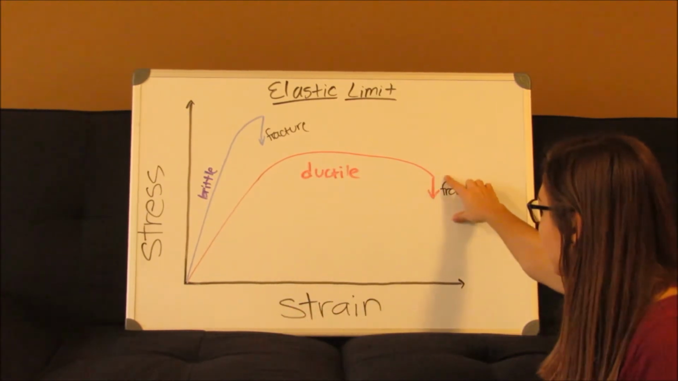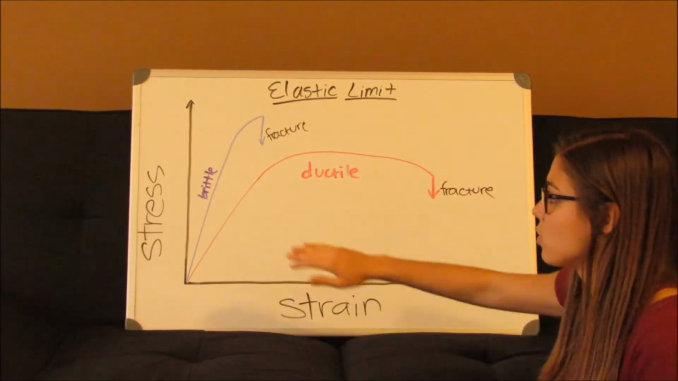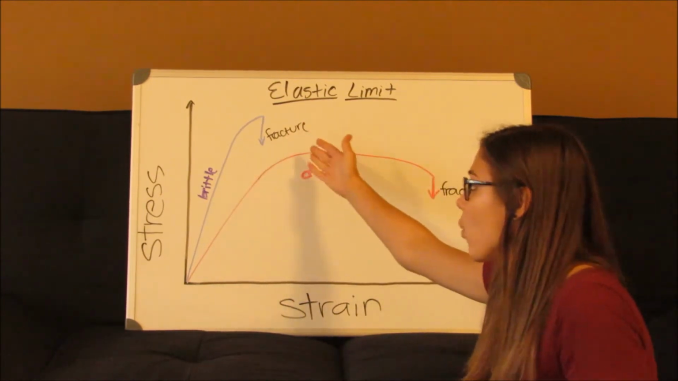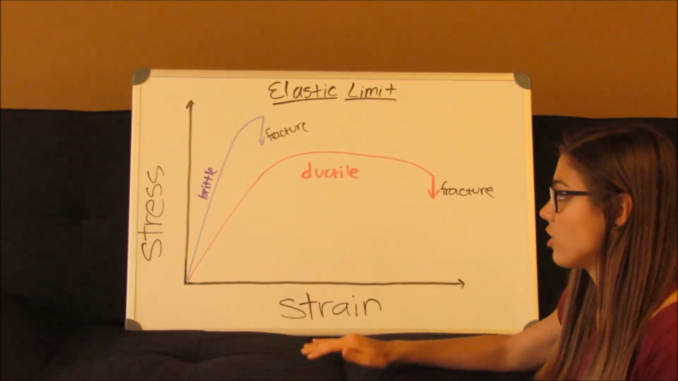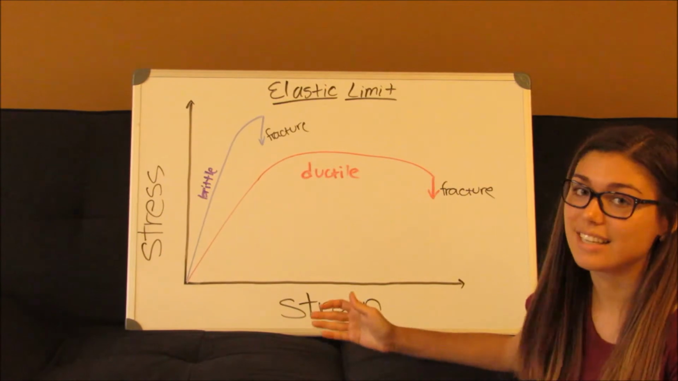And then at the end, this would be the breaking point. So like this would be in a brittle substance, this would be like when your bones actually break, when the stress is too great and they actually fracture, and that's the elastic limit.